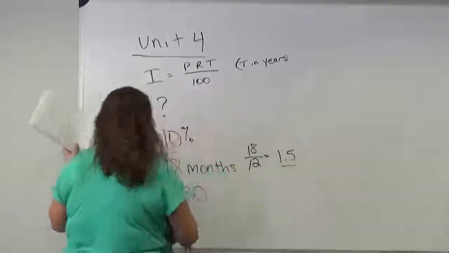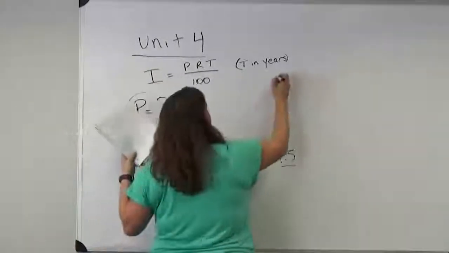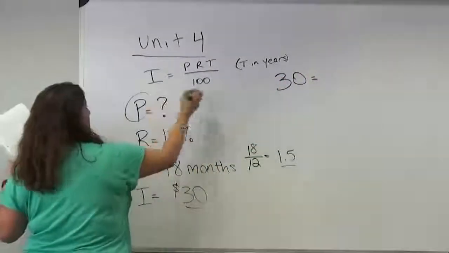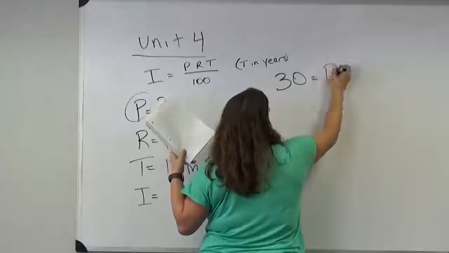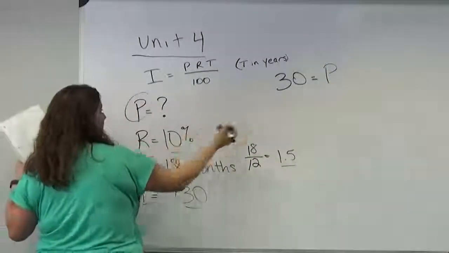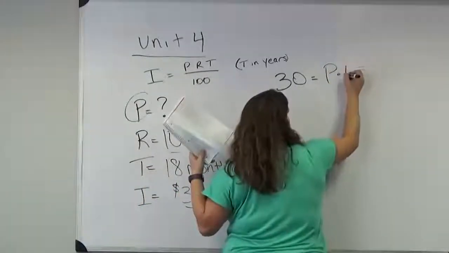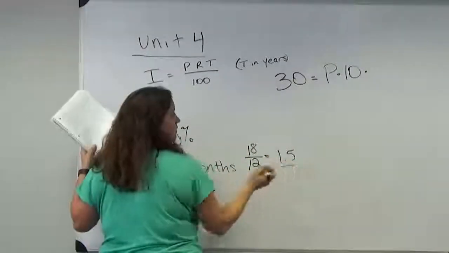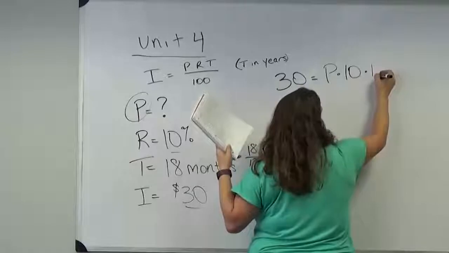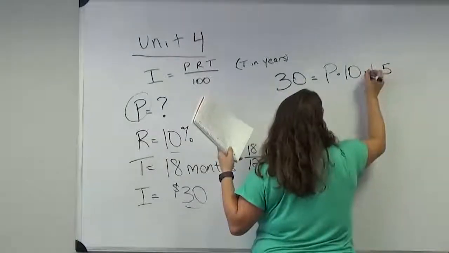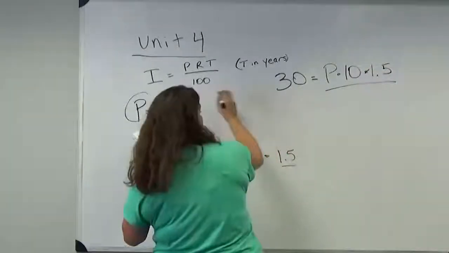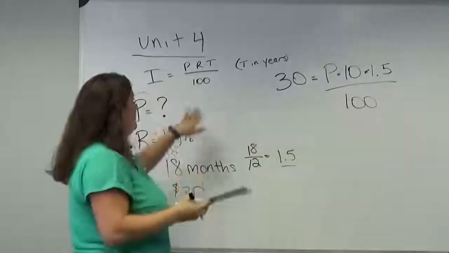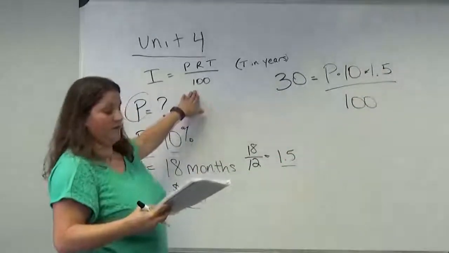Now we're ready to plug each of these values into this equation and find our principal. So our interest is $30. So we have 30 equals, our principal is what we're trying to solve, our rate is 10 times 10, and our time is 1.5. And we divide all that by 100. So that's what the formula tells us to do.